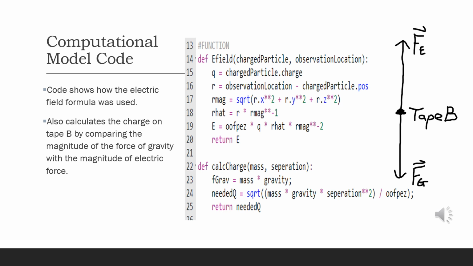Now here's my computational model. As you can see, I've defined the function to calculate the charge on tape B by utilizing the Coulomb's law formula, and then I applied the formula for this lab, and specifically I also went ahead and set the force due to gravity equal to the negative of the electric force as they balance each other out. And basically that's what the calc charge formula does, as seen in the free body diagram to the right. Then I print out the relevant output, which we'll see in a bit. And lastly, I defined a very simple function to calculate the electric field using the formula from the previous page.